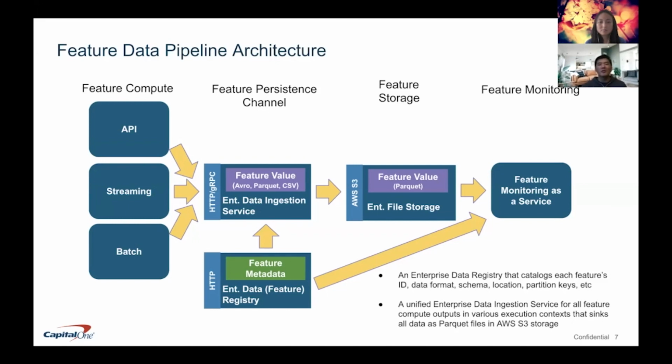So with these services, the feature compute functions can calculate features in just-in-time, streaming, or batch fashion, and send the computed output to the ingestion service for the data to be persisted in Parquet files with file location, partition keys, and schema available in the data catalog service. The ingestion service can take Avro messages from streaming and just-in-time API services or whole files from batch systems.